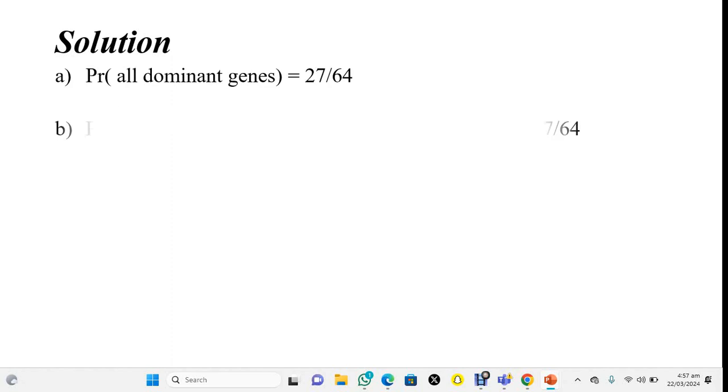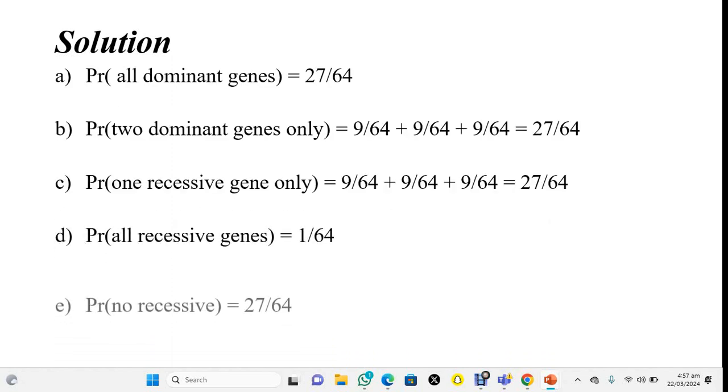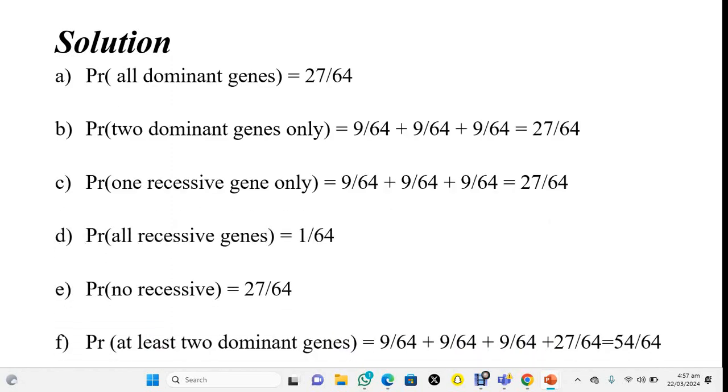So you're going to have 9 over 64 plus 9 over 64 plus 9 over 64, or 27 over 64. So the calculation goes this way. We have 9 over 64 plus 9 over 64 plus 9 over 64, which represents the two dominant genes, and then 27 over 64 represents the three dominant genes. So we're going to have a ratio of 54 over 64. So 54 over 64 becomes the answer for at least two dominant genes.